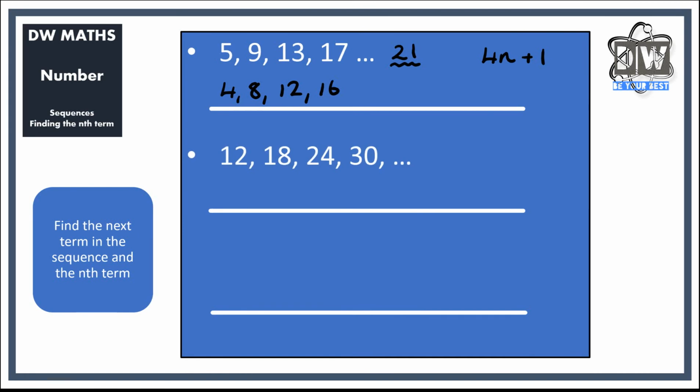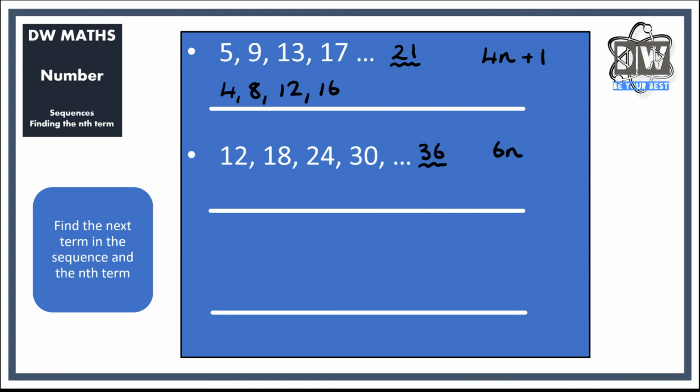Let's look at the next one. The term-to-term rule here is going to be plus 6. So I'm adding 6 each time. So my next term would be 36. I'm sure you know that. You learned that from the last time you watched one of these screencasts. So my starting point is, okay, 6n. The term-to-term rule was 6, so it's 6n.